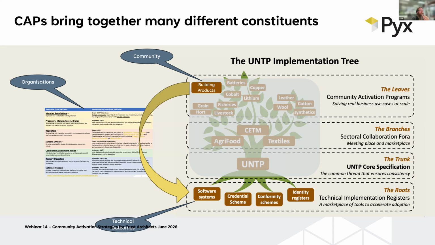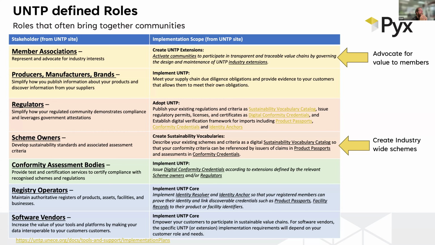And so the types of organizations that we see being brought together as part of a community activation program are: a member association, which might be the convener of a community activation program; the producers, the manufacturers, the brands, who are the ones who are actually going to implement the protocol; regulators, if they're relevant, but usually easier than regulation are the scheme owners, the conformity assessment bodies, the registry operators, and the software vendors.